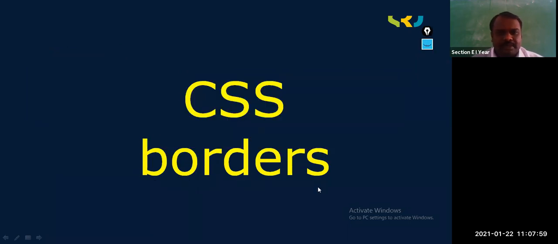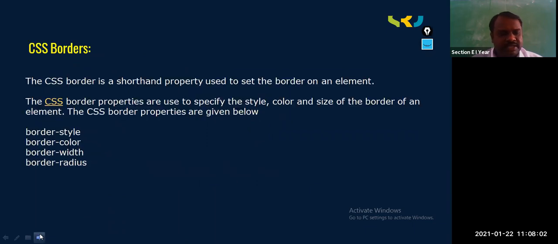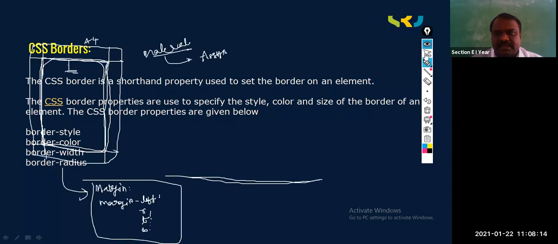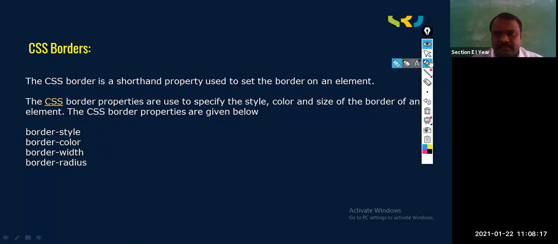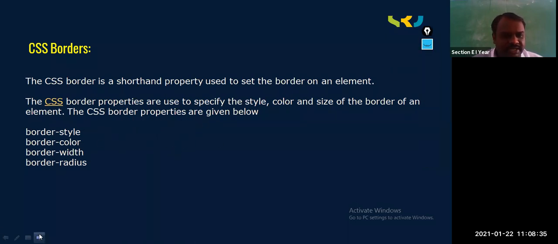So borders, we have different types of borders. Border contains 4 properties. One is border style, next one is border color, next one is border width, and next one is border radius. See these borders, we have different types of border styles. One is solid border, next one is dashed border, next one is dotted border, next groove border. So we have different types. We'll show you that list.